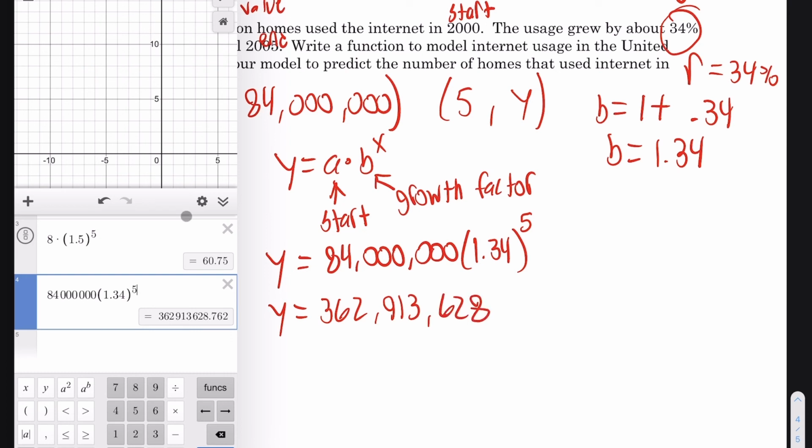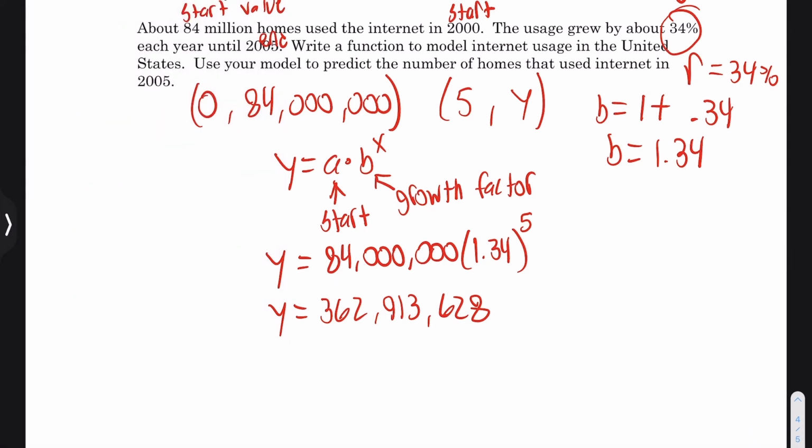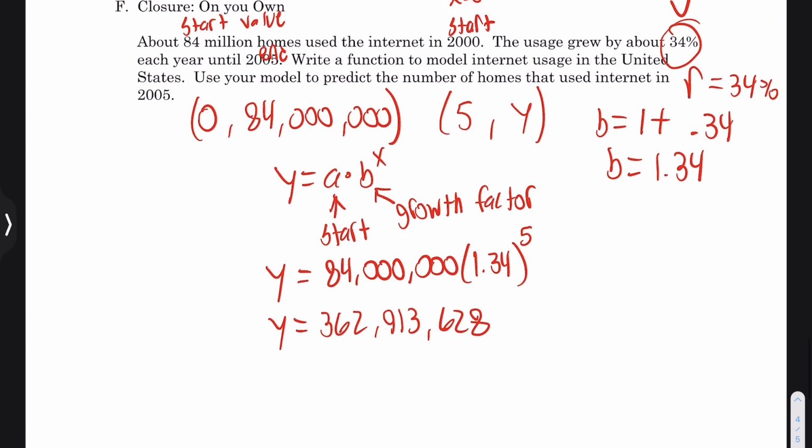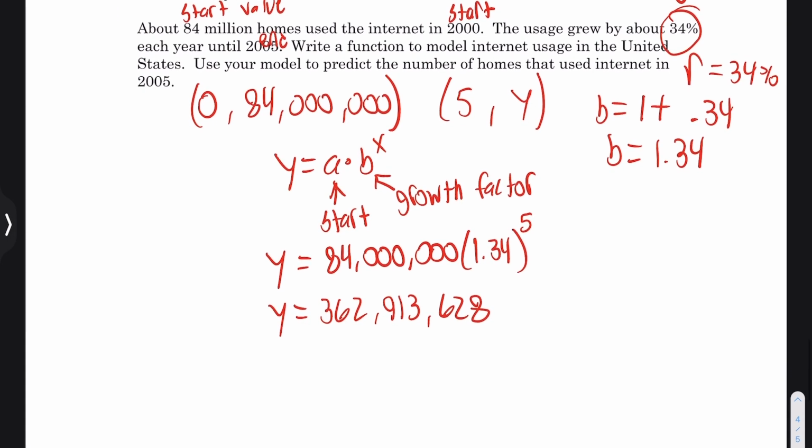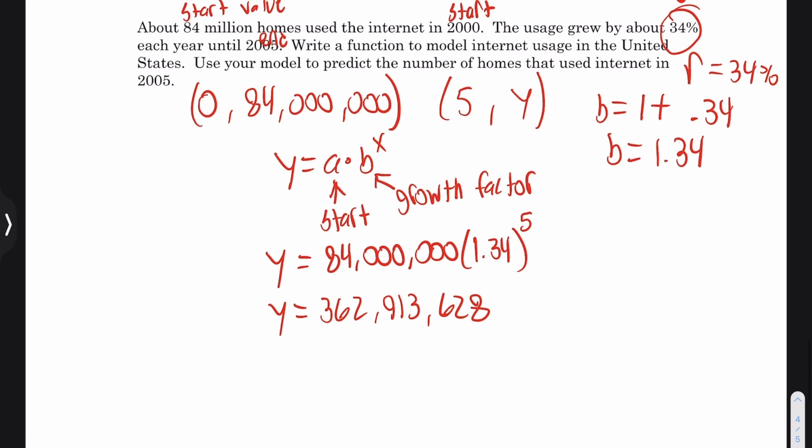We do end up with the decimal of 0.762. And since the original situation is talking about the homes that used internet, we won't round that number up. So we'll just leave it as 362,913,628 homes with internet access or internet use in 2005.